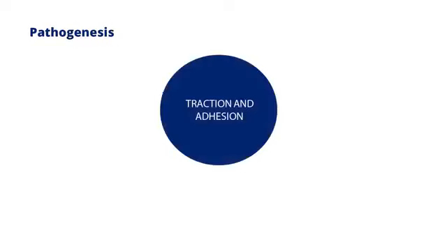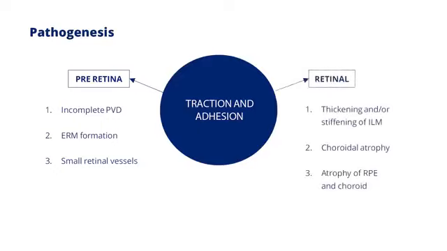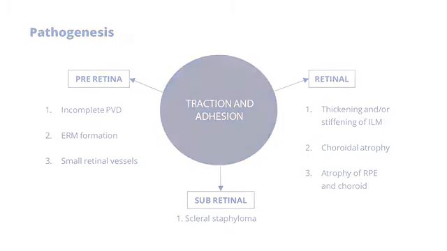On top of the retina, there's the contributing factors of an incomplete posterior vitreous detachment. Very often an epiretinal membrane is on the surface causing traction. And it's said that the small retinal vessels are very rigid and can provide tractional effects as well. Within the retina, the ILM is one of the biggest culprits. It's thick, stiff, and causes a lot of rigidity on the retinal surface. Underlying that, there's choroidal atrophy as well as RPE atrophy. The other contributing factor would be the posterior staphyloma.